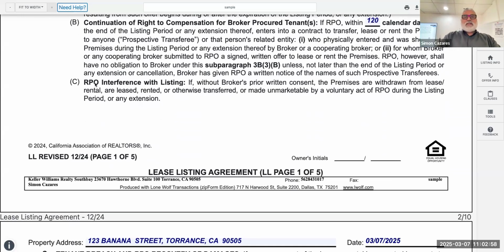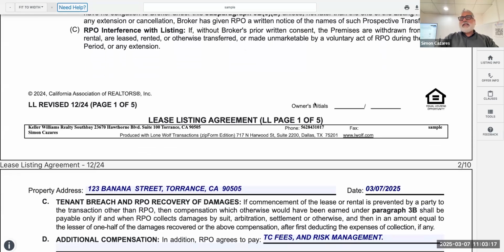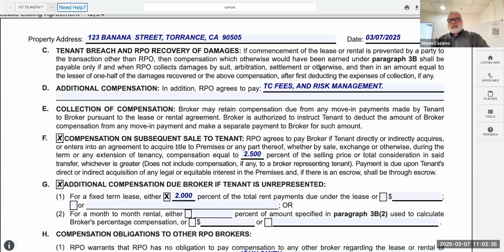All right, so if the landlord interferes with the listing, then it goes into: if without broker prior written consent, the premises are withdrawn from lease, rentals, or leased, rented, or otherwise transferred or made unmarketable by the voluntary act of the landlord during the listing period or any extension, meaning that if they interfere with your job to try to secure a qualified tenant for the sake of renting out the place, then you may still be able to go after the landlord for compensation. Okay. All right, that takes us to the second page of the agreement.